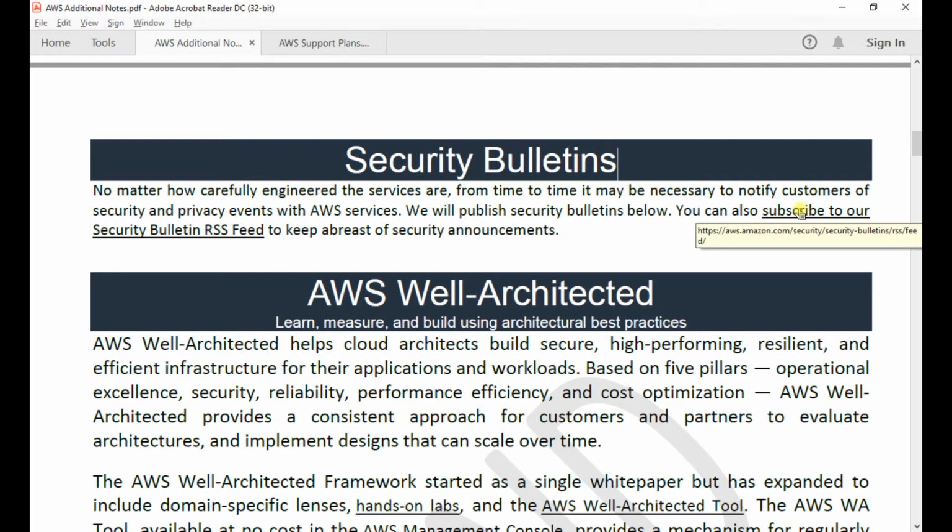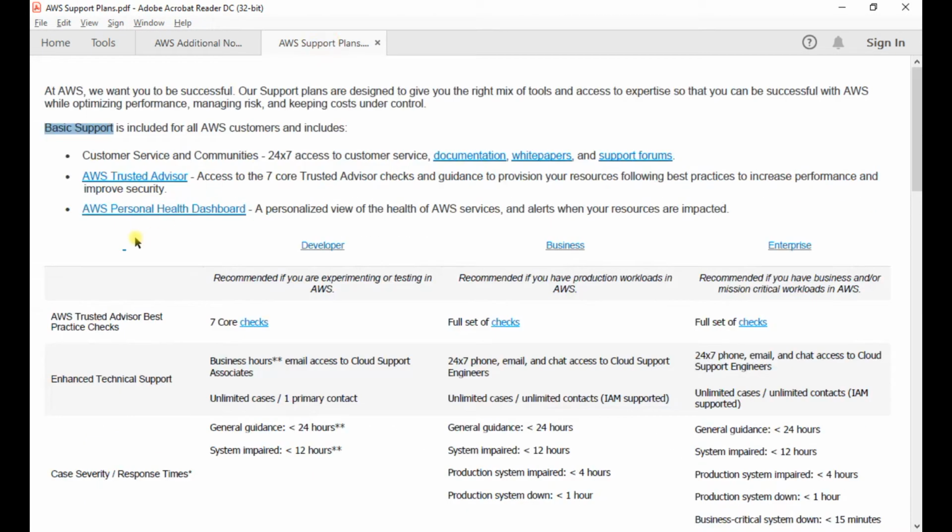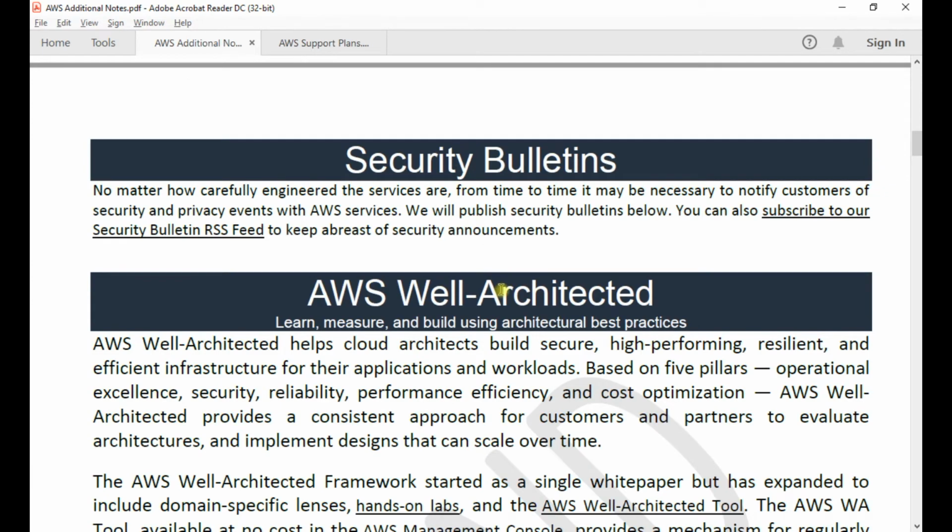Subscribe to our services. This is the web link, aws.amazon.com security bulletin RSS. This is free of cost for all. There is no charge for these security bulletins. As I mentioned yesterday for the support plans, customer services, all the support forums and documentation are free for everyone. That is about security bulletins.